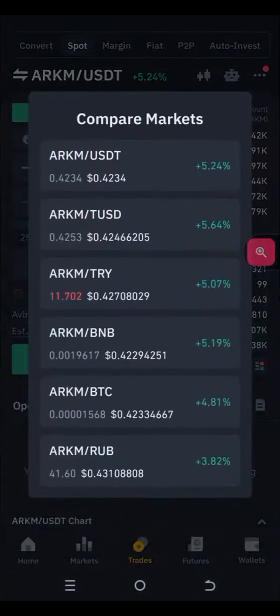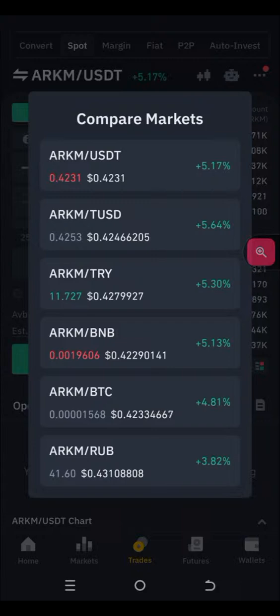Now, depending on the version that you have, it might be a little different. This is the updated version. So if you don't update your app, you might not see it exactly like this, but definitely you will see compare market somewhere along the line. Compare market shows you the different markets where each particular coin is listed.